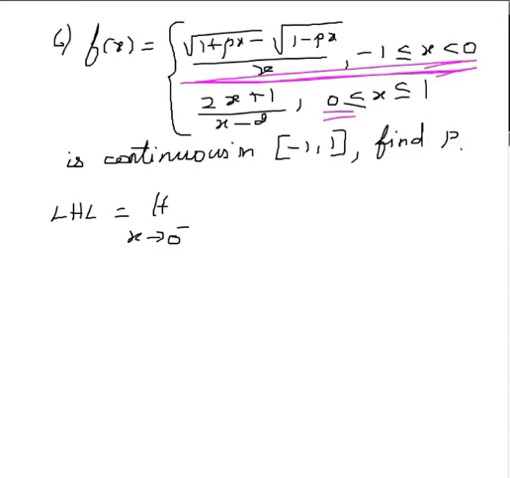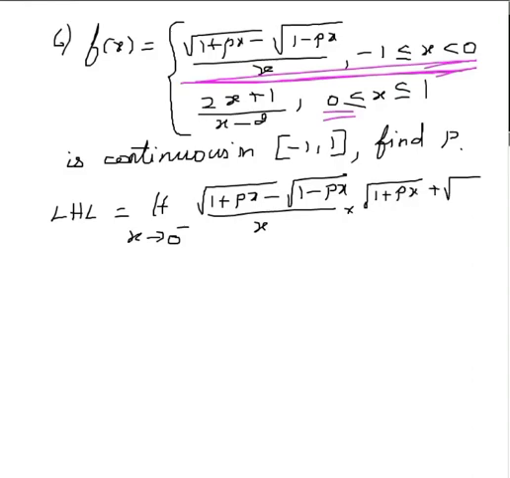This definition we use: root of (1 plus px) minus root of (1 minus px), by x. We are not able to substitute the limit value 0 because the denominator becomes 0. We are going to use the rationalization method because we have two root terms. Rationalizing factor is this.